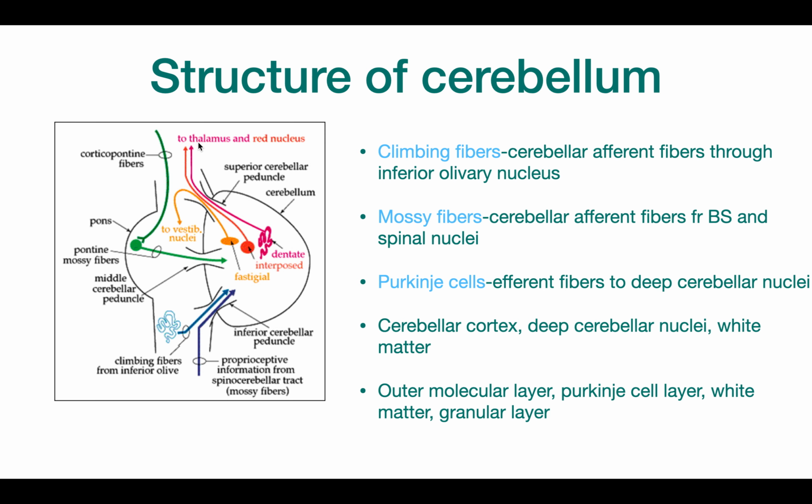The cerebellar cortex is made out of layers, which are the outermost molecular layer, then the Purkinje cell layer. Remember, Purkinje cells are the efferent, they send the signals away. Then the white matter, and then the granular layer.